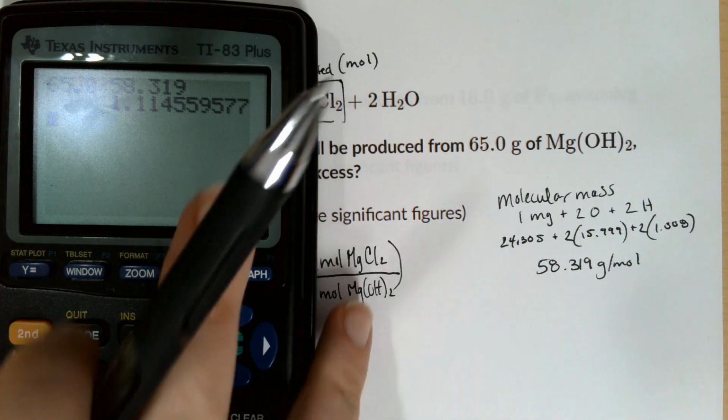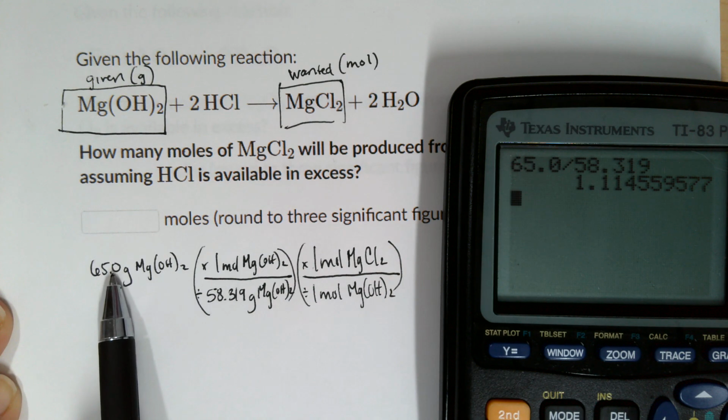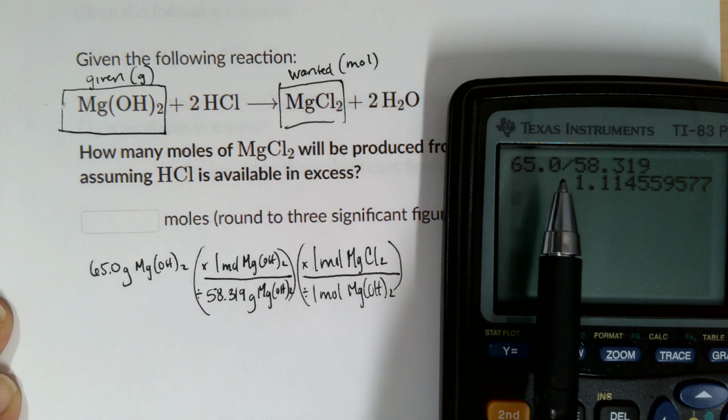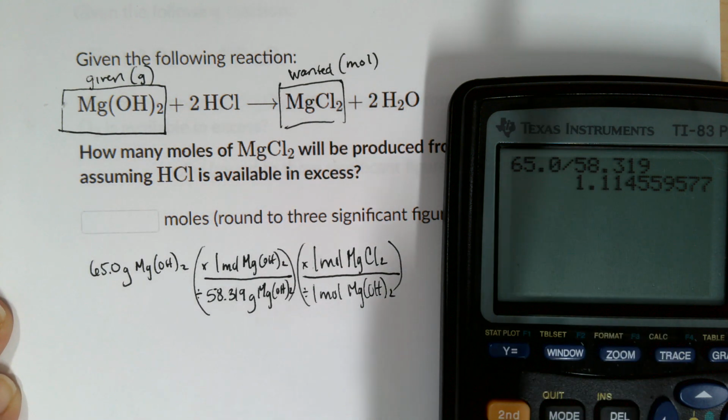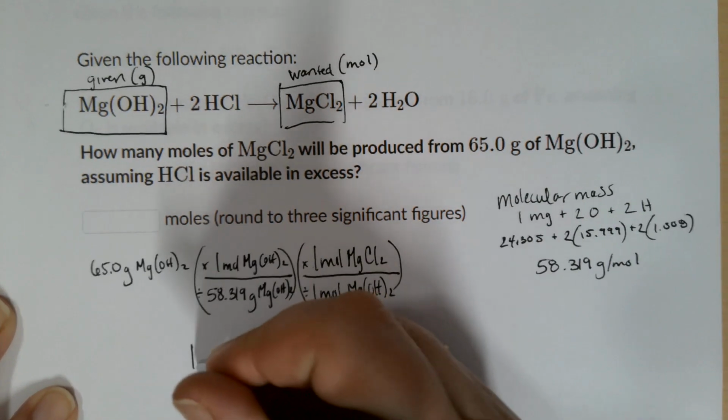1.11. Now we're going to round this to 3 digits because we were given 3 digits: 1, 2, 3 digits given. So 1.11. We're going to round it right there. So our answer is 1.11.